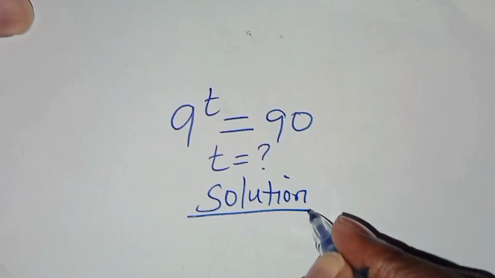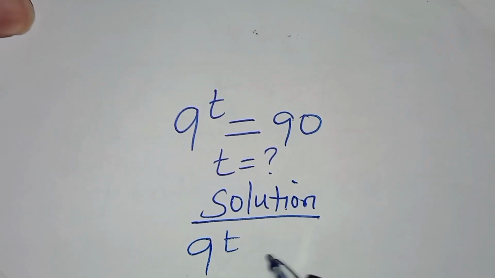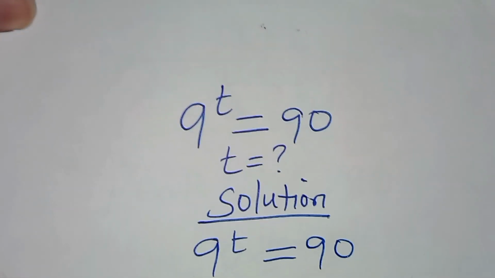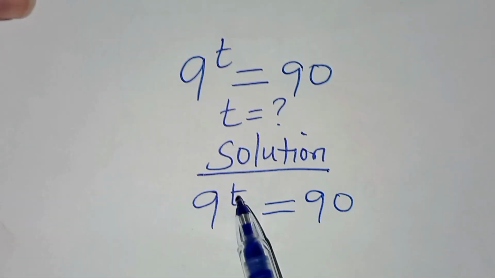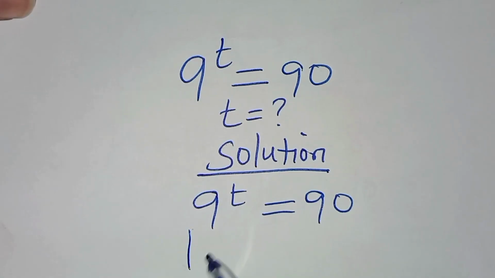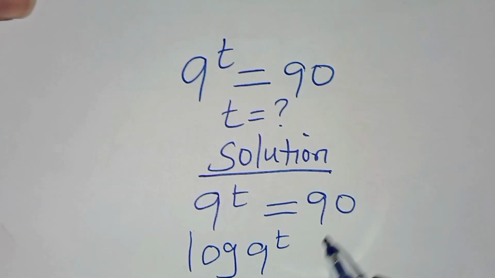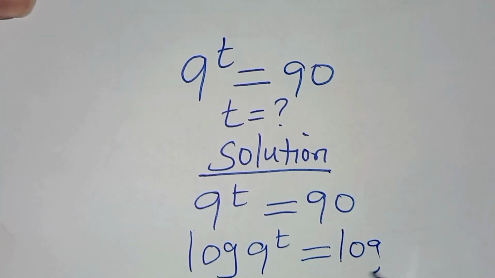Solution. We have 9 to power t equals 90. Now to solve for the value of t, we introduce the natural logarithm on both sides. So we will have log 9 to power t equals log 90.